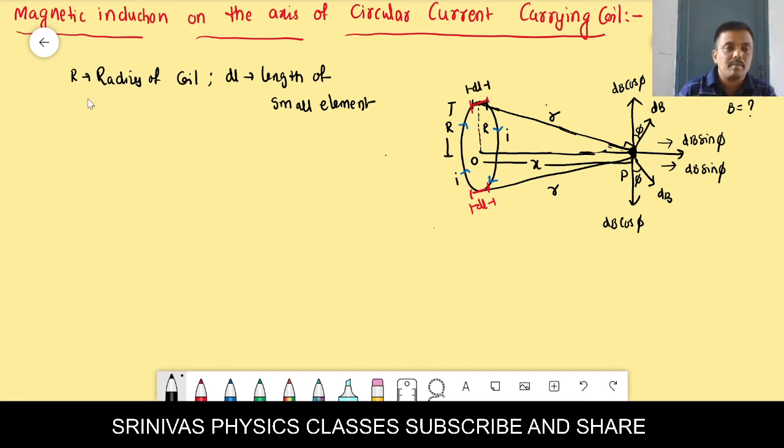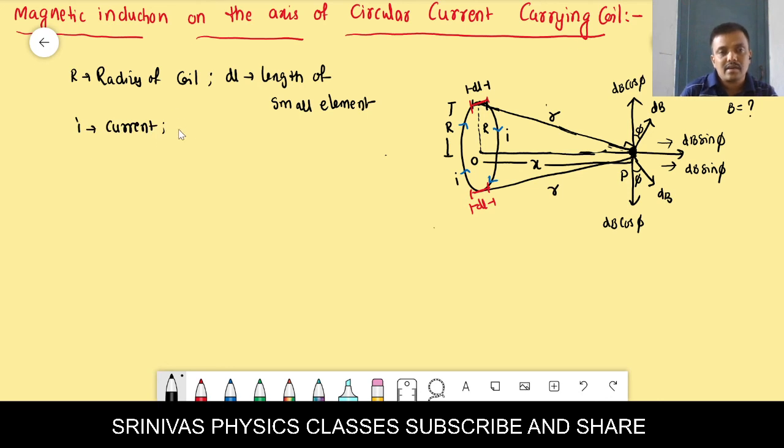Now I want the total magnetic induction. R is the radius of the circular coil. dl is the length of the small element. I is the current in the coil we can take.